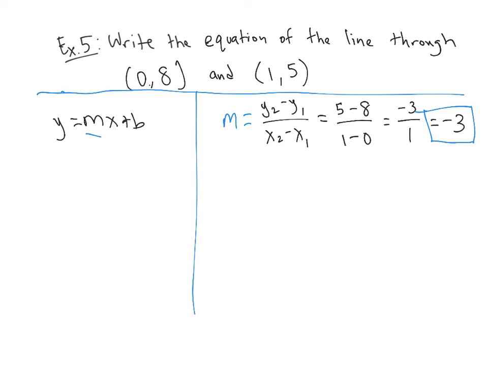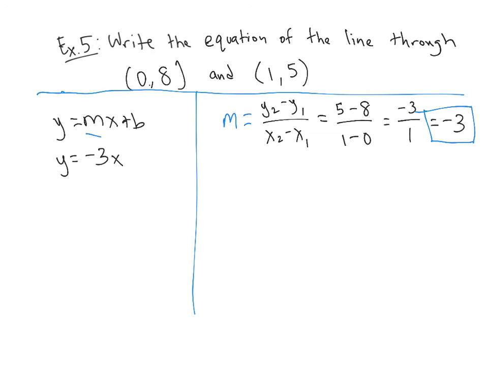All right, so taking a look at that one, it would be 5 subtract 8 in the top, which is -3. 1 subtract 0 in the bottom, which is just 1. So -3 divided by 1 makes -3 as my slope here. So I'm going to go ahead and plug that in. -3 is my m. So it would be y equals -3x.